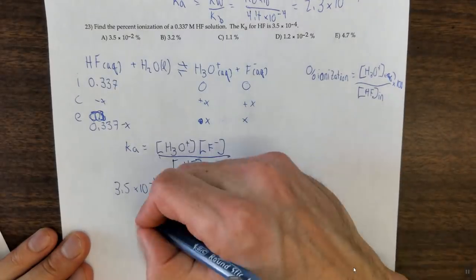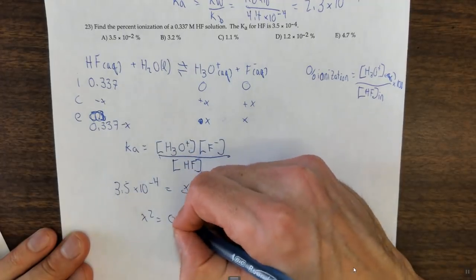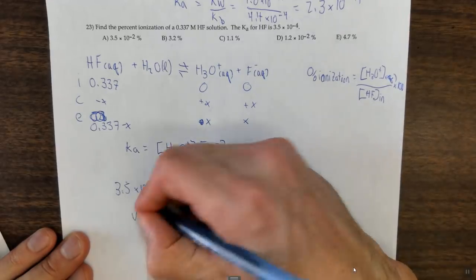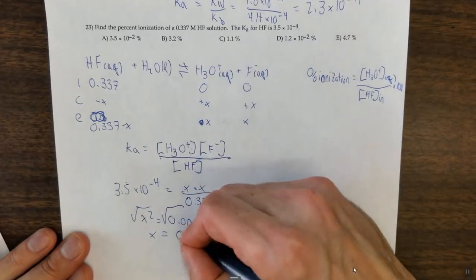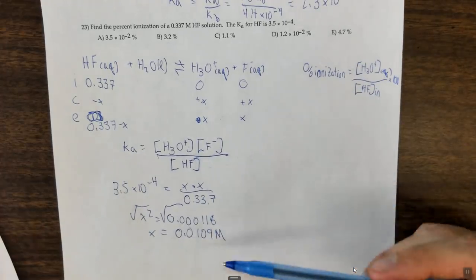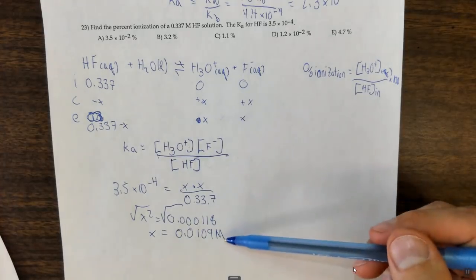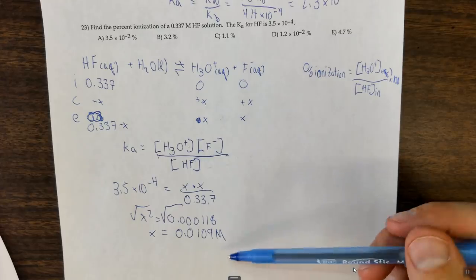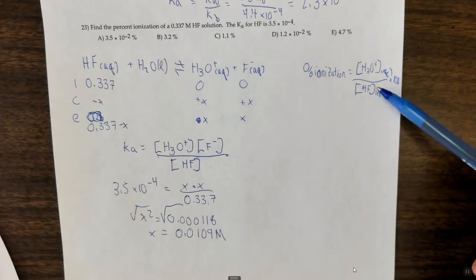Cross multiply, X squared equals this times this, which is equal to 0.000118. Take the square root, and we find that X equals 0.0109 molar. Again, we only take the positive answer. This means at equilibrium, the concentration of H3O plus is 0.0109 molar, which in the previous problem we could plug into the pH equation to find the pH of the solution, but that's not what we're asked for. We're asked for the percent ionization.